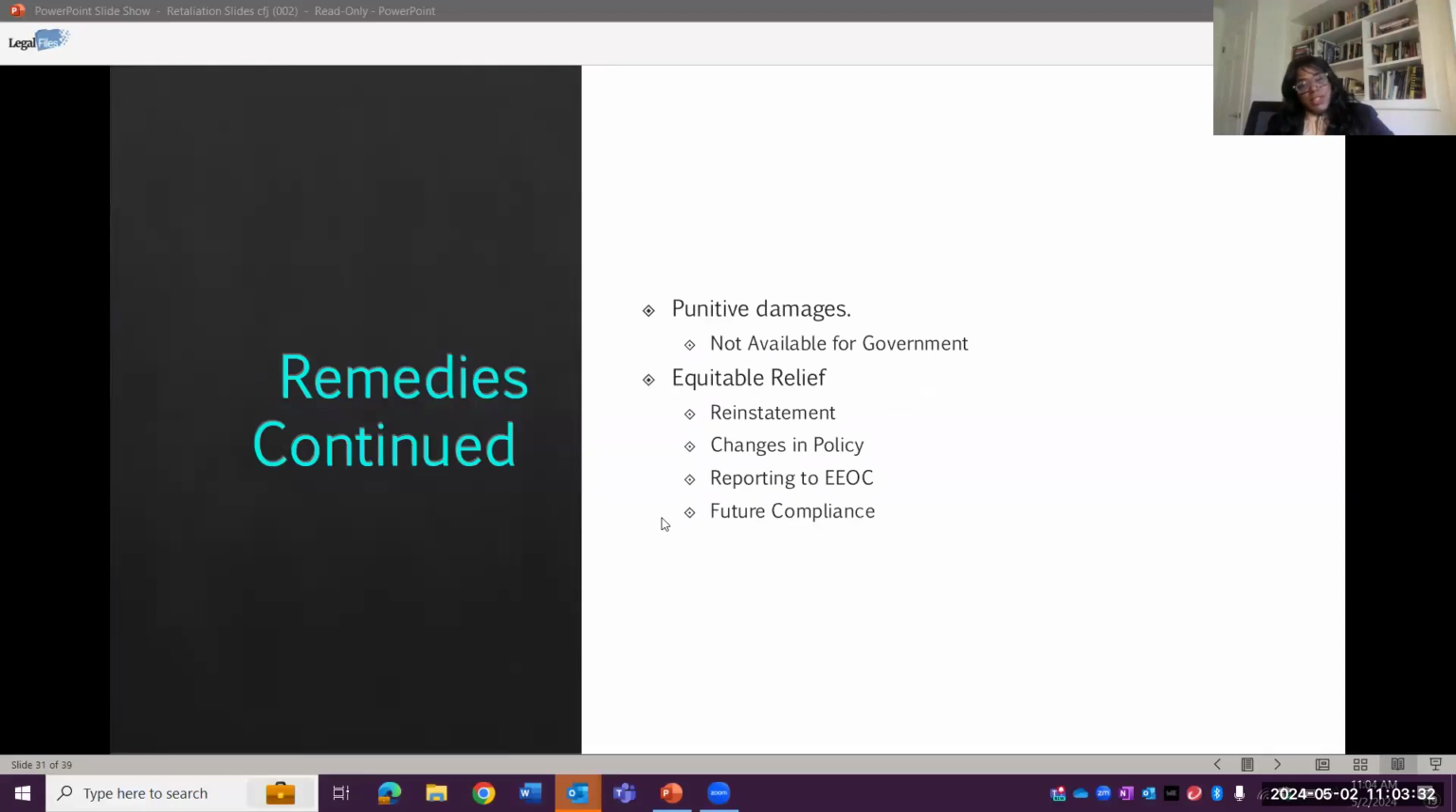In addition, some other remedies could be punitive damages, but please note that the punitive damages are not available for government employees, and there's also equitable reliefs to consider, like what you traditionally would look at, which would be reinstatement or maybe a change in policy, or basically an agreement that, hey, we won't do that anymore, that type of thing.